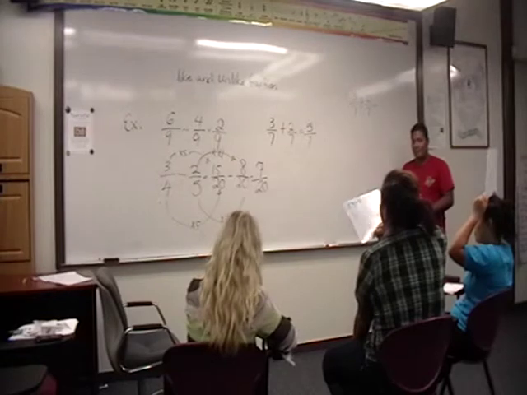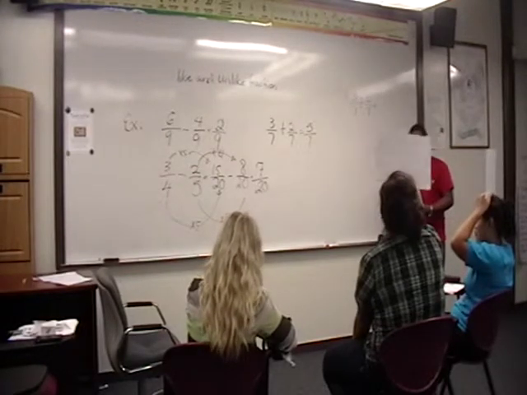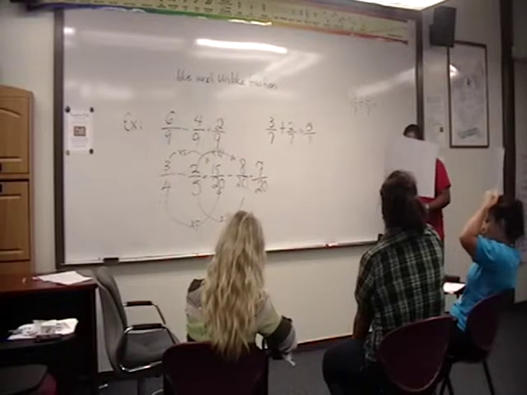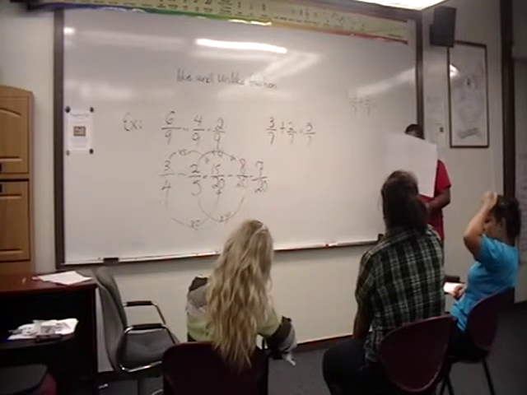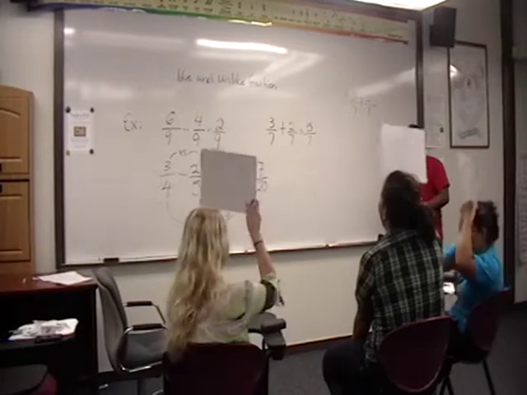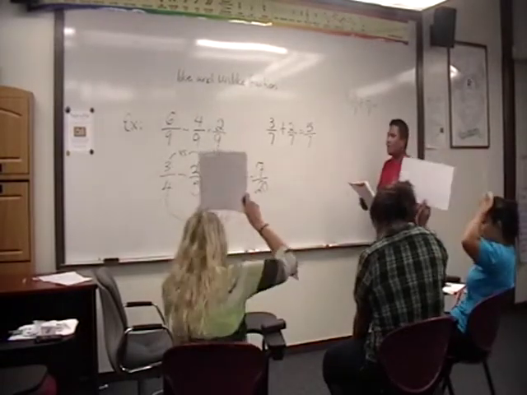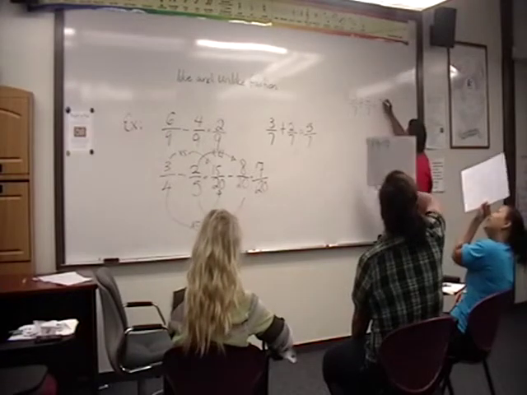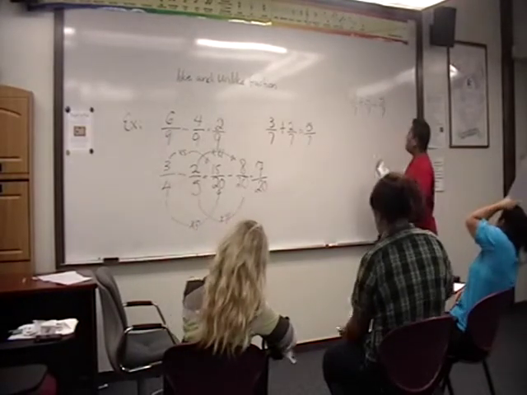I should have written bigger. You need to raise your board. Okay. Your answer is? 5 over 7. Okay, number 2?